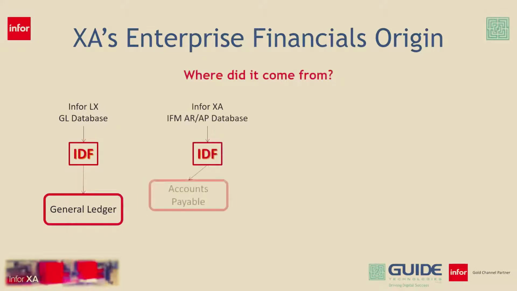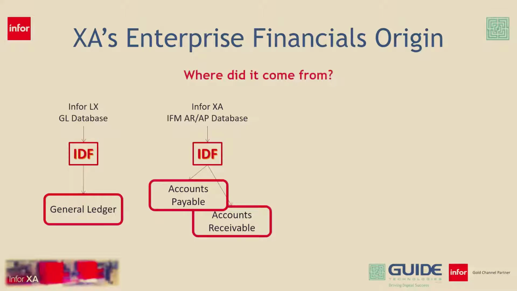The receivables and the payables came from IFM. So we took the IFM database structure, again, rewrote it so it works better in IDF. And Enterprise Financials, there's not a green screen equivalent. It's only an IDF. Linked it into the Enterprise General Ledger. There's where our core came from.